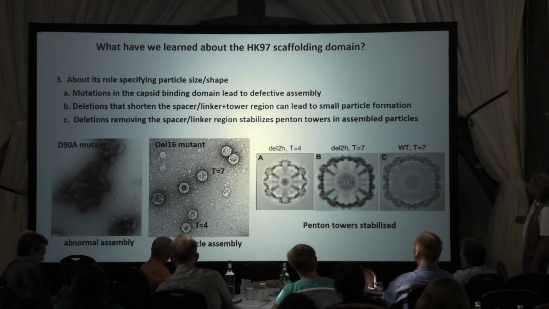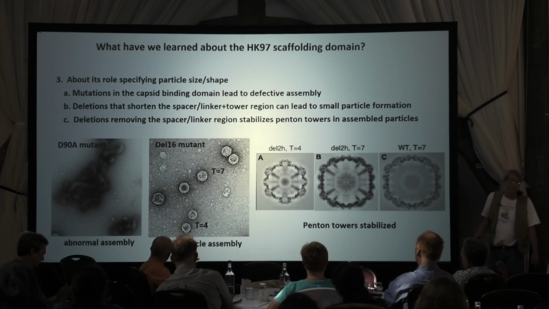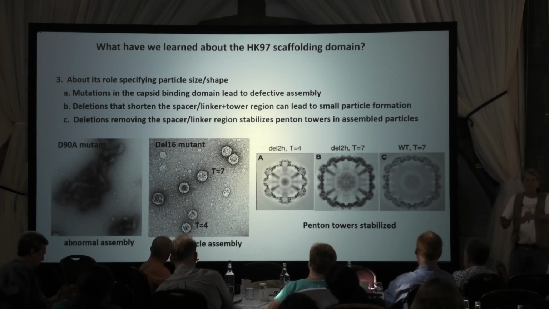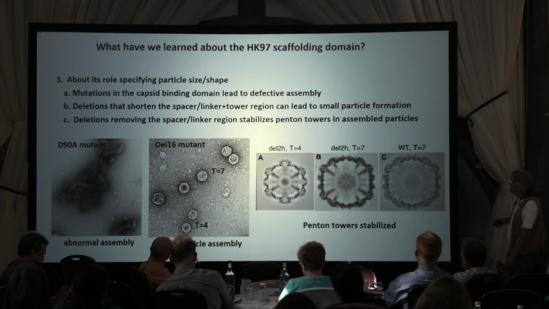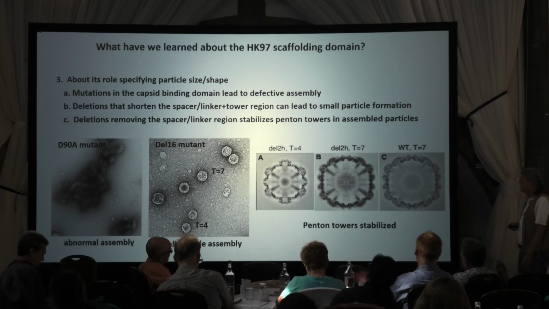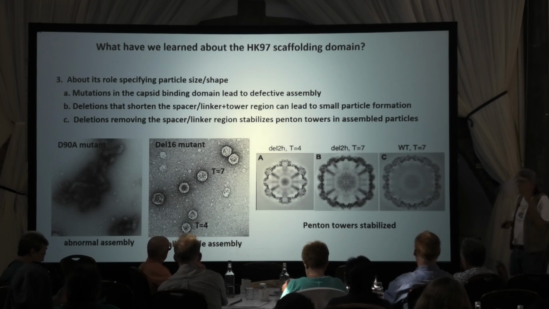And what about particle size and shape? Well, as I said, there's abnormal assembly if you mess with the interior capsid binding domain of the scaffold. There are these deletions that shorten the spacer and linker and then the tower region, which can lead to smaller particle formation. That is still a mysterious thing, but we hope that if we can get some good high resolution structures, we'll get a little more clues to make some mutants that are a little bit easier to interpret.